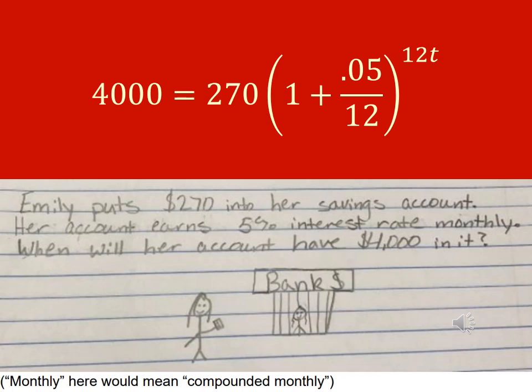You can see what we have here is 4,000, the amount we want to have at the end, equals 270, the amount we start with, times 1 plus 0.05, the rate of interest, over 12, because it's monthly, and that's all to the 12t power.